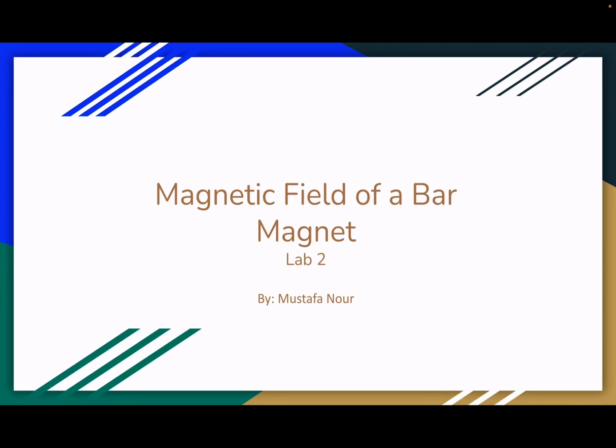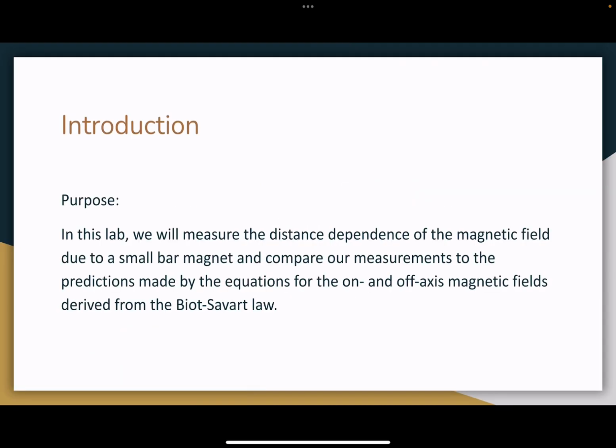Hello, so today we're going to do Lab 2, Magnetic Field of a Bar Magnet, by Mustafa Noor. This is Physics 2212. So, introduction. The purpose in this lab: we will measure the distance dependence of the magnetic field due to a small bar magnet and compare our measurements to the predictions made by the equations for the on and off axis magnetic fields derived from the Biot-Savart law.